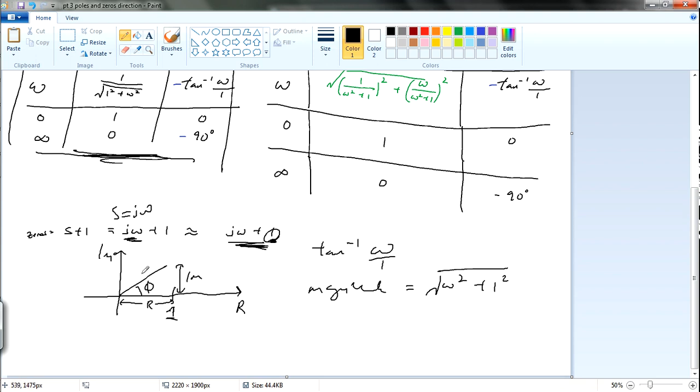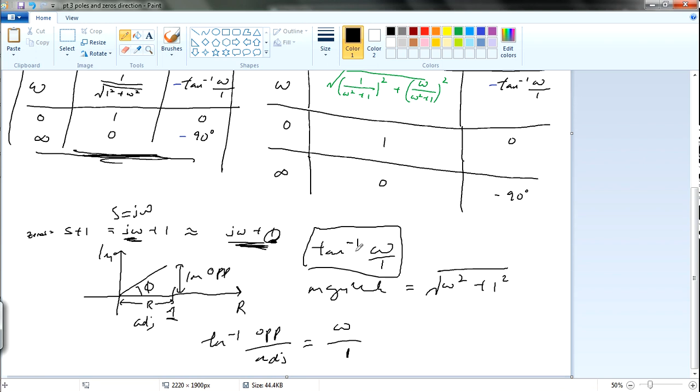So as this omega increases, you have a certain phase angle. Similarly, you have opposite and adjacent, and therefore tangent inverse of opposite divided by adjacent equals omega. Imaginary is actually omega, divided by 1, which is the real axis magnitude of 1. So the phase is positive tangent inverse. The magnitude is the square root of omega squared plus 1 squared, which is just a trigonometry rule: real squared plus imaginary squared. So this is the magnitude itself.